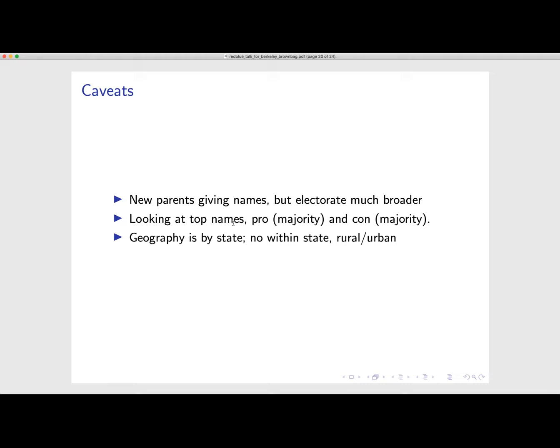And it's obviously a con. And then the geography is by state. There's no within state. But presumably we would see this in California. California is going to be very dominated by immigrant fertility or the children, second, third generation. So there's going to be a lot of patterns like that. But presumably within any state, you would see this divide in names if you could look within the state. That's the hypothesis. So what could we do?